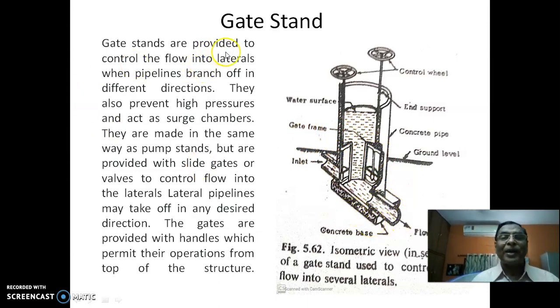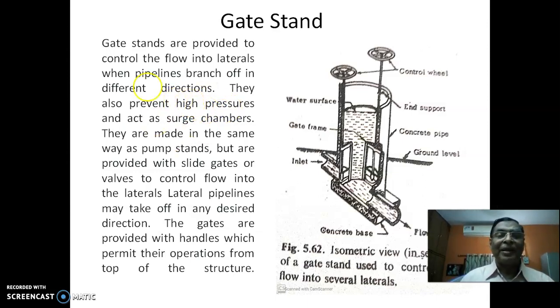Gate stands are provided to control the flow into the laterals. Suppose you are taking one lateral away from this, like this. Then you should provide this gate stand so that you can turn that water into that lateral, diverting that water into the lateral. So when the pipeline branches off in different directions, not only one direction but different directions, they also prevent high pressures and act as surge chambers. In fact, like an air vent also it will act.